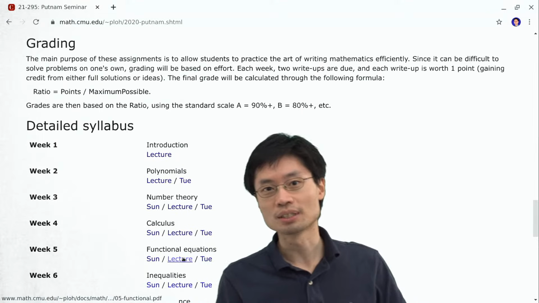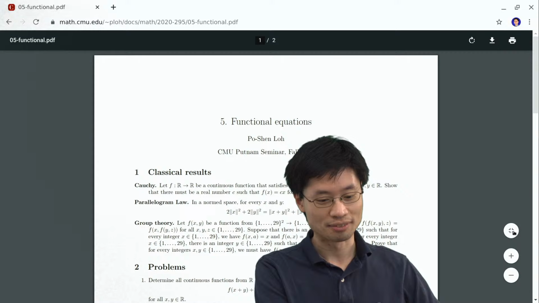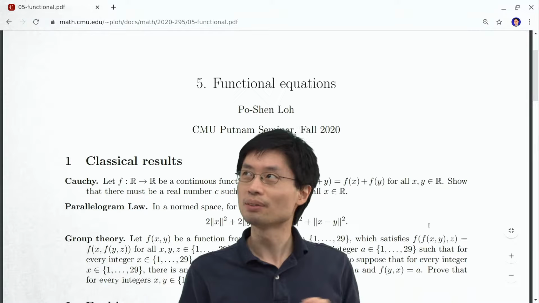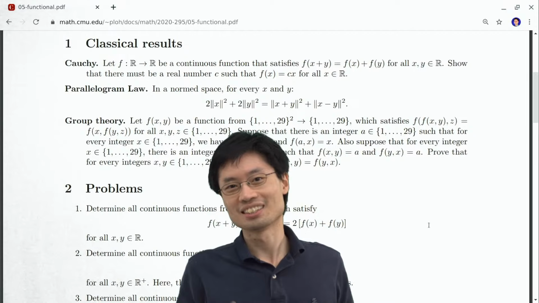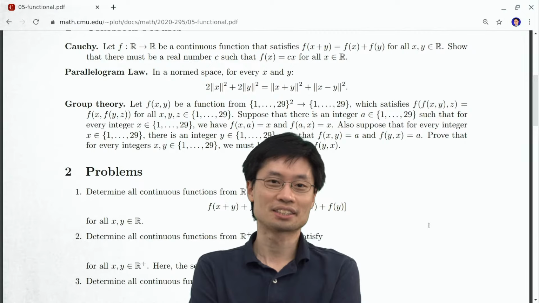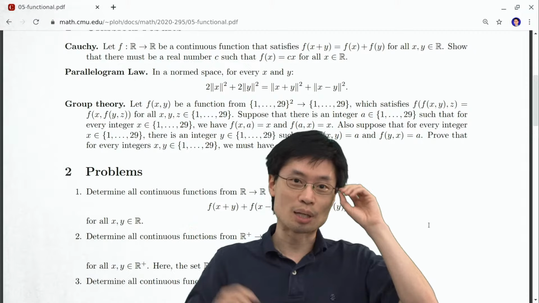So as usual, this is just on the course webpage, and I'm going into the handout for week number 5, functional equations. Right, so what's functional equations about? Well, it's about trying to solve equations, where what you're trying to solve for is the function. And on this handout, you can already see that there are some kinds of these. I'm actually going to start by mentioning a few things in this classical results. Functional equations say things like, I have a function, and it has some properties. And from those properties, you want to conclude what the function actually is.